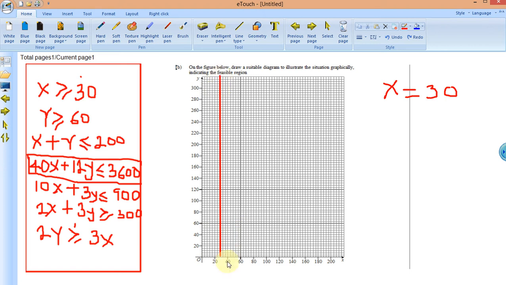So that's the first one. Let me bring it down and cut it through. So at least we know that it's between 20 and 30. We remember that that's the graph.